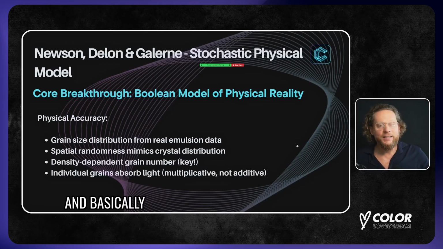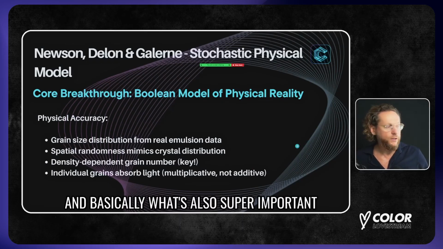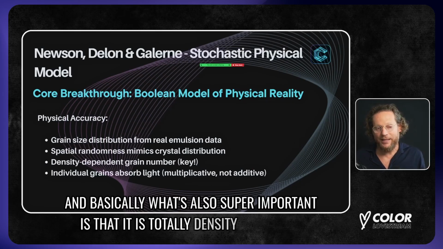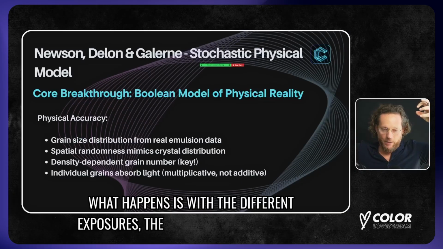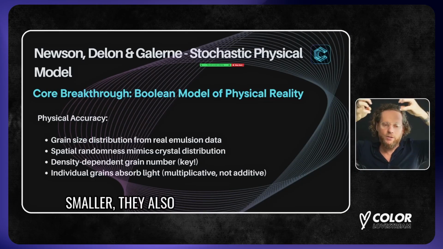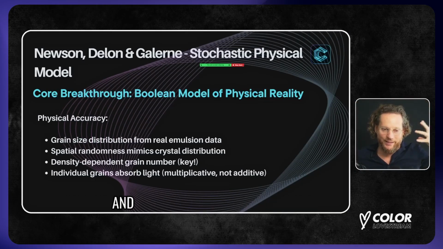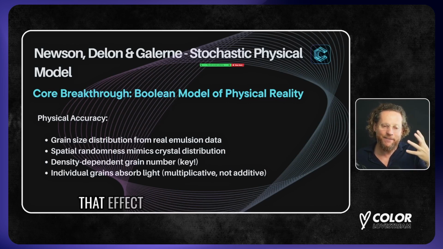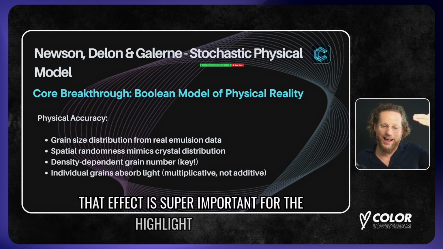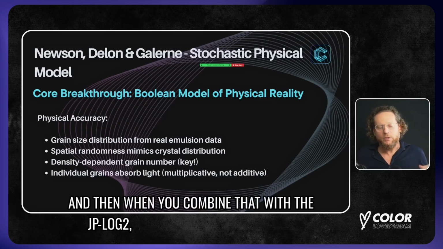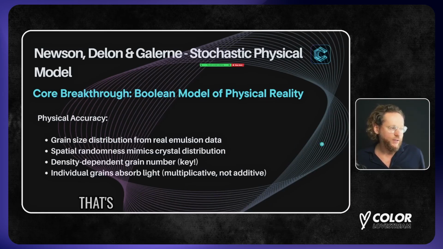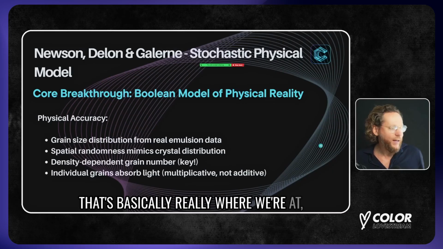And basically what's also super important is that it is totally density dependent. So what happens is with the different exposures, the particles don't just get smaller, they also get more dense. And that was a huge thing. That effect is super important for the highlight control. And then when you combine that with the JPLog2, you get incredibly good results. That's basically really where we're at, right?